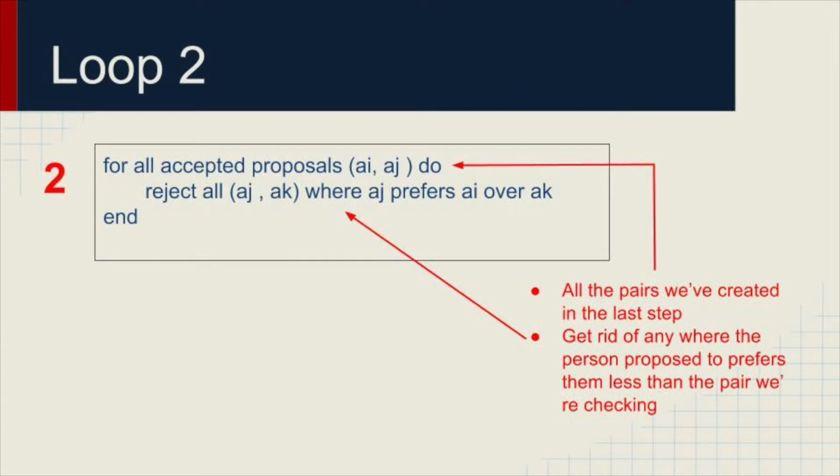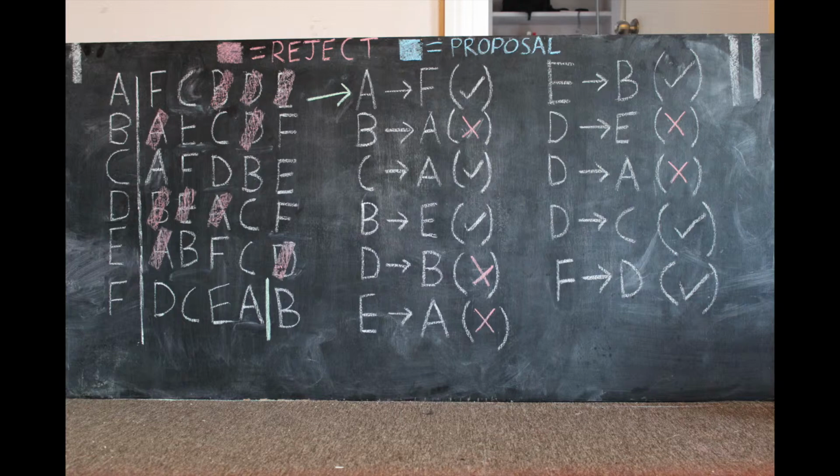As we said earlier, the second part checks to see whether any matches we just found are obviously worse than another one for a given person. We get rid of any match that the person likes less than the possible match we're looking at. Our first accepted pair is between A and F, so we check F's preferences to see if there are any possible matches less preferable than A. B is less desirable, so can be rejected.